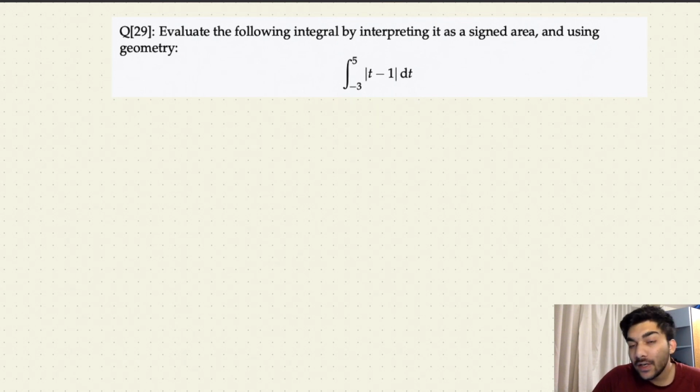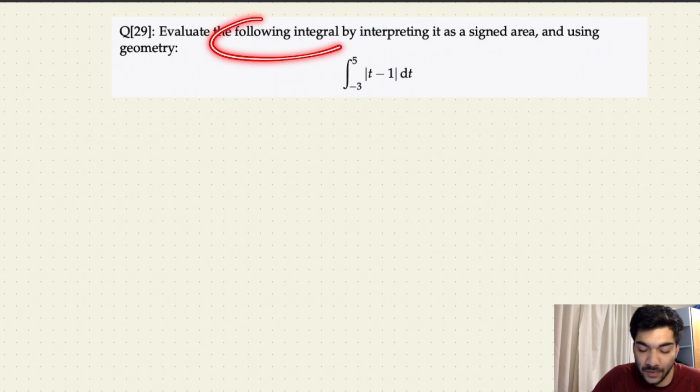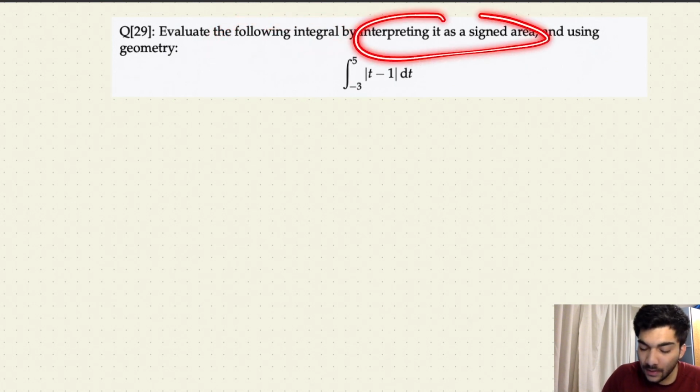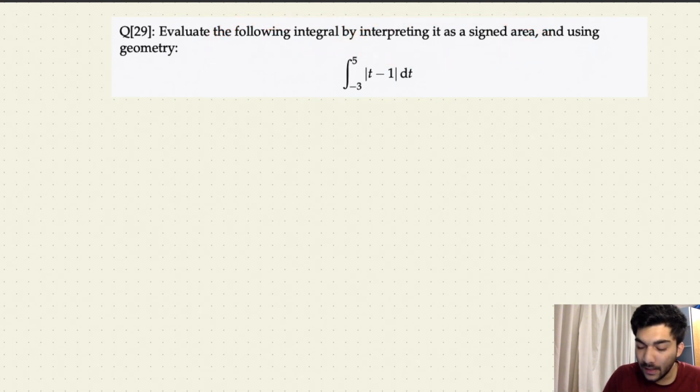So let's do some definite integration problems. The problems in which we have to evaluate a given integral by interpreting it as a signed area and using geometry. In this question, we have to calculate the area under the curve for the function absolute value of t minus 1 between the interval t equals minus 3 to t equals 5.